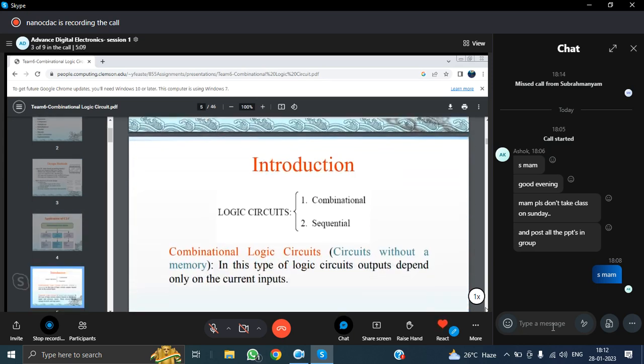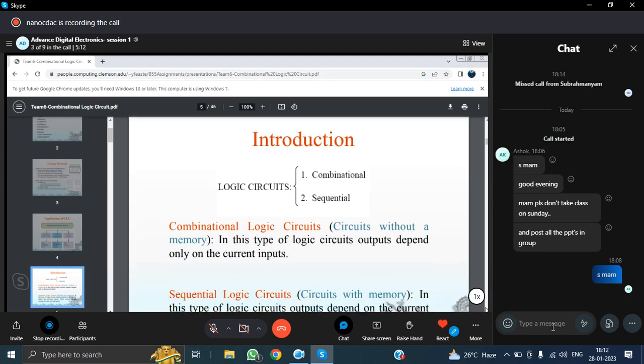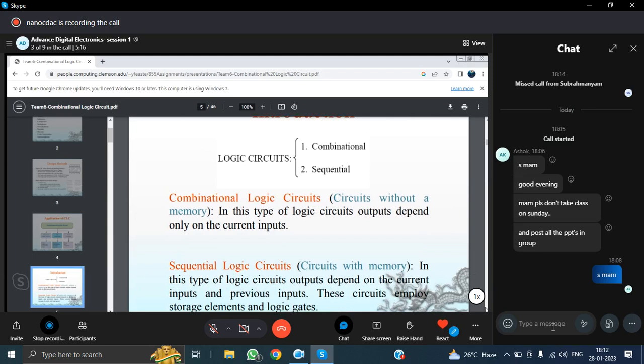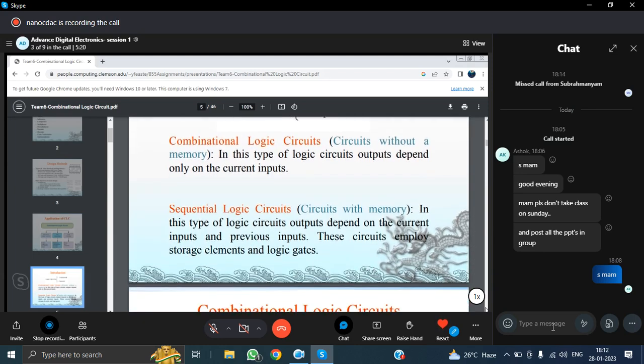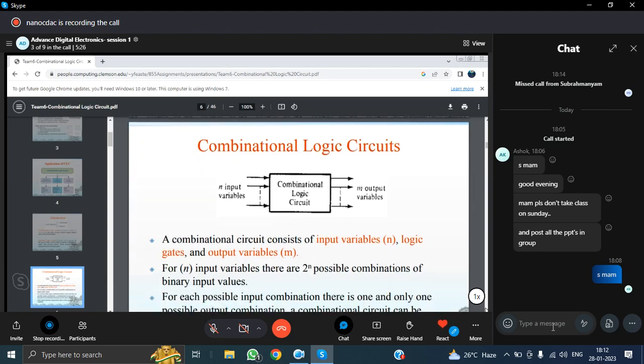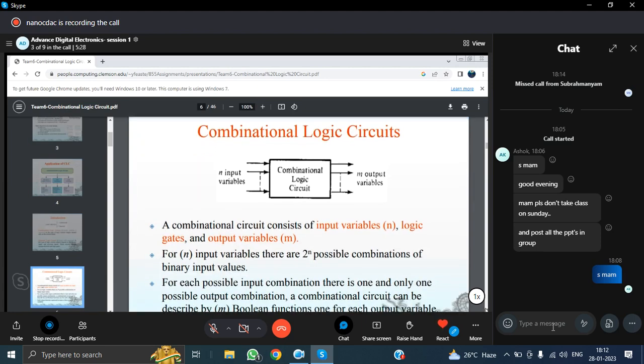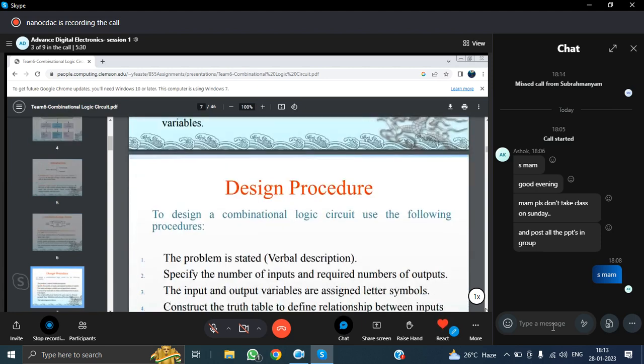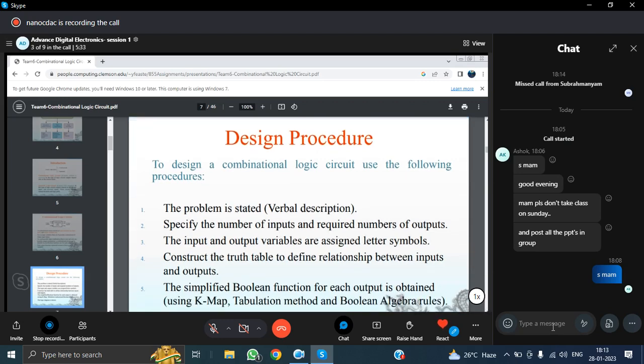As you know, we have combinational circuits and sequential circuits. In combinational circuits, the output depends only on the current input, but in sequential circuits, the output depends on current as well as previous inputs. So we need not discuss all these things. A combinational logic circuit has no feedback. So all these things we have discussed, right?